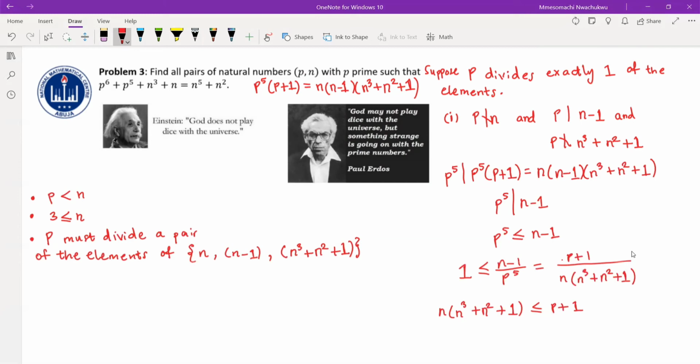Okay, so as before, we can see that this already is a contradiction, because in fact we can just quickly see that n squared plus 1 is less than or equal to n into n cubed plus n squared plus 1. So in fact, let me just put it this way. Let me make it strict. So n plus 1 is strictly less than n into n cubed plus n squared plus 1, which is less than or equal to p plus 1. So we have that n plus 1 is less than or equal to p plus 1, which implies n is less than or equal to p. But this is a contradiction, because the first thing we showed was p is less than n. So this is a contradiction again. So we move to the last part of this. So let's move to the last part.